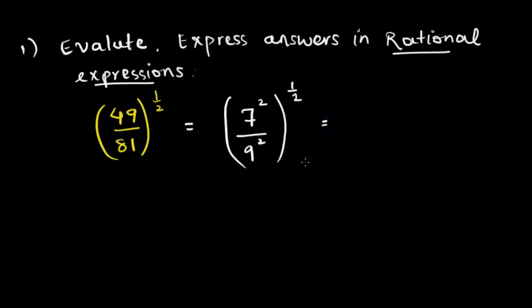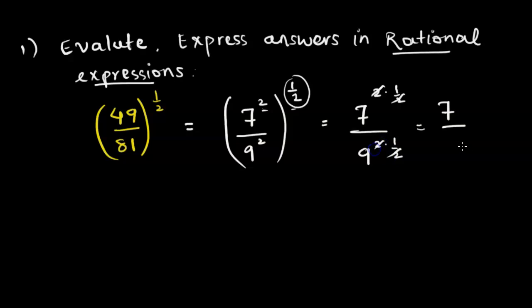Now we know the laws of exponents say that we can multiply the two powers on the same base. Since this power is on both the numerator and denominator, we can write it as 7 to the power 2 times 1 over 2, over 9 to the power 2 times 1 over 2. The 2 and 2 get cancelled, we are left with 7. Here also 2 and 2 get cancelled, we are left with 9. So 7 over 9 is the final answer. We leave it like this because the answer is supposed to be in rational expression form.